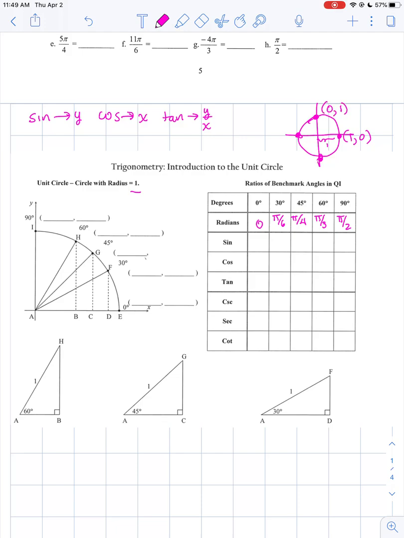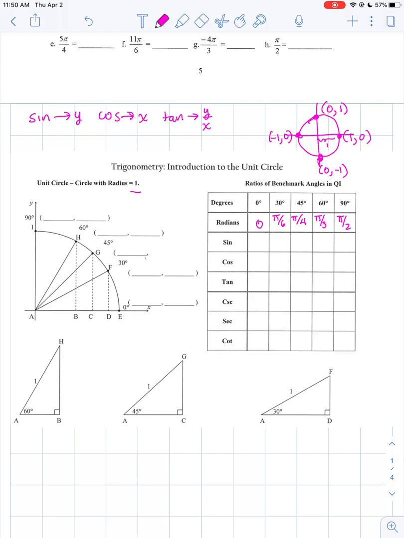At 90 degrees, you have the coordinate point 0, 1. Cosine being x, cosine of 90 is 0. Sine being y, sine of 90 is 1. We can do the same thing at 180, and then once again at 270, and then it repeats after that.